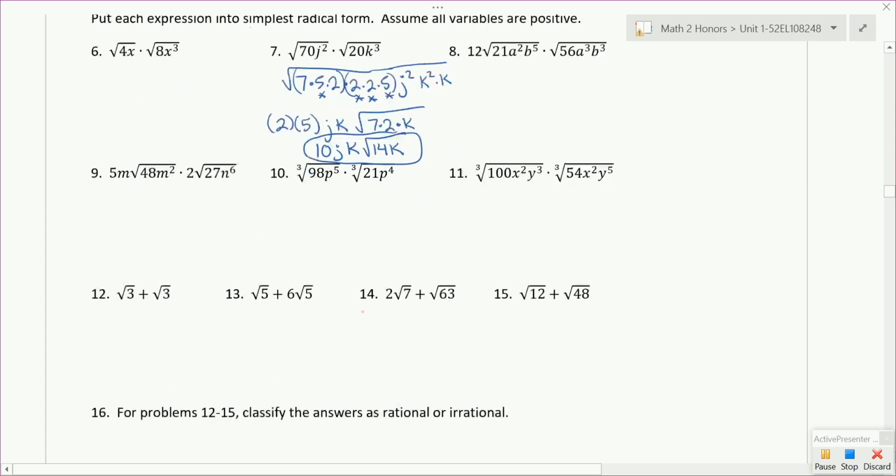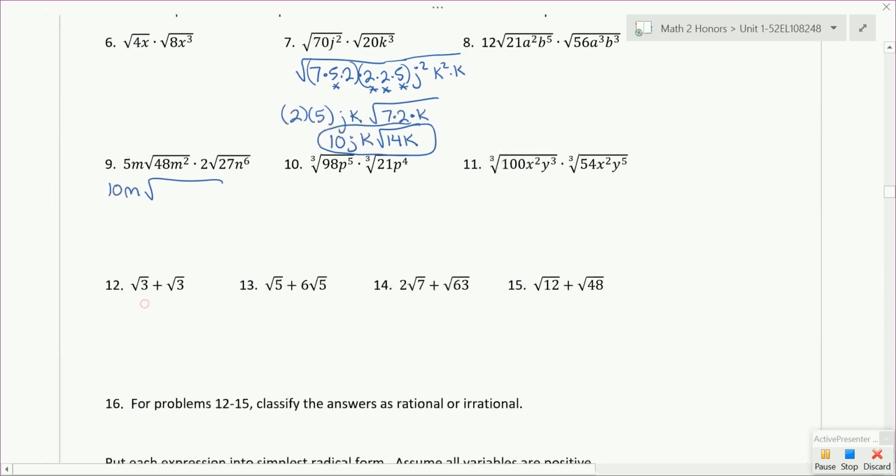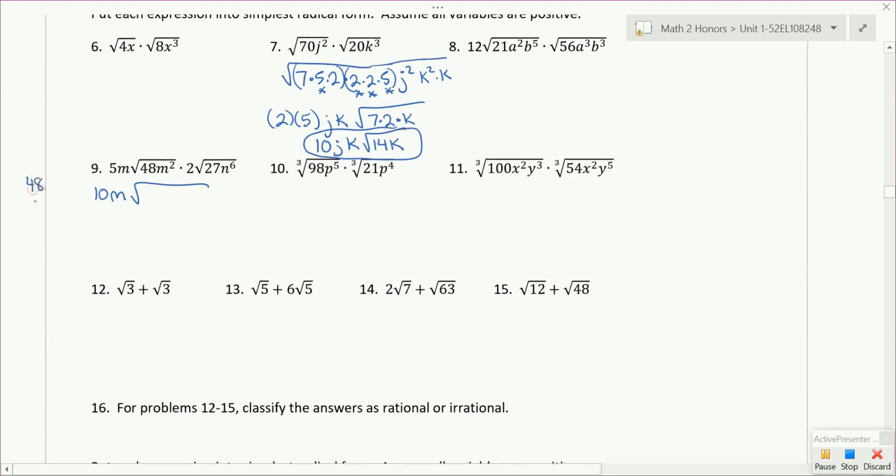Number 9, we have 5m times 2, that's 10 times m, square root of 48 times 27. I'm going to do a little scratch work over here on the side. 48 is 4 times 12. 12 is 4 times 2. Sorry, 4 times 3. I got 2 4's. So I'm going to write 4 times 4 times 3 for the 48. 27 is 3 times 3 times 3.